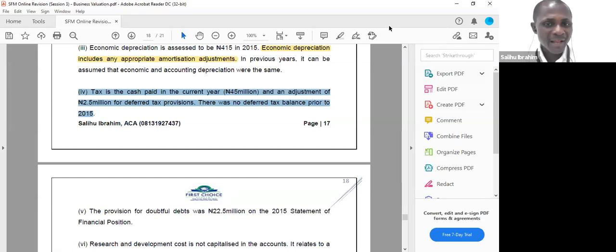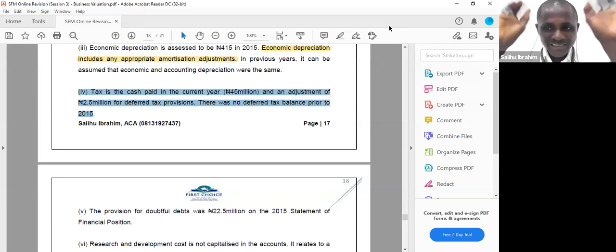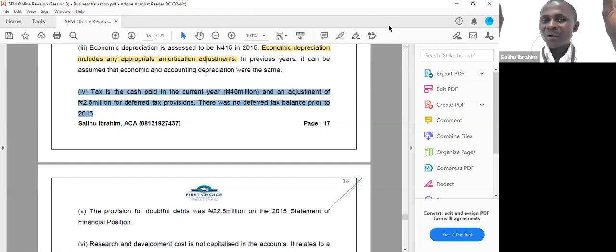Then you add it back. If 2014 has R&D, you add it back. I've already given you all the details, the whole note about the adjustment. So let us continue.